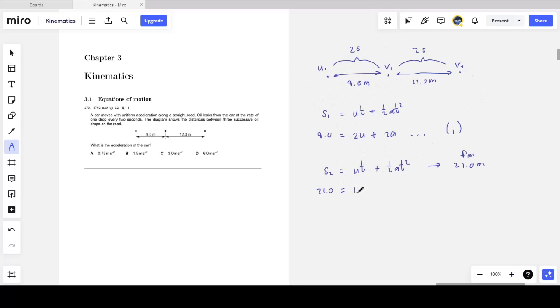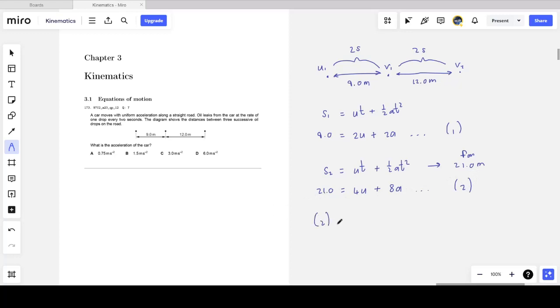So I get 4 seconds having passed times the same u plus 8. So 4 squared is 16, a half of 16 is 8 times a. So you see what I've done there. I've got the same acceleration because acceleration is uniform, and I've got the same initial velocity because my starting point is the same. And we'll call this equation 2. And now it's just a simple matter of doing the mathematics.